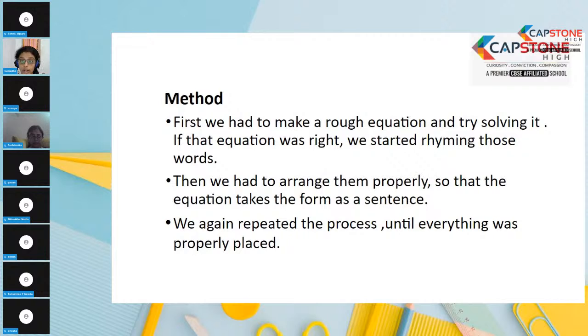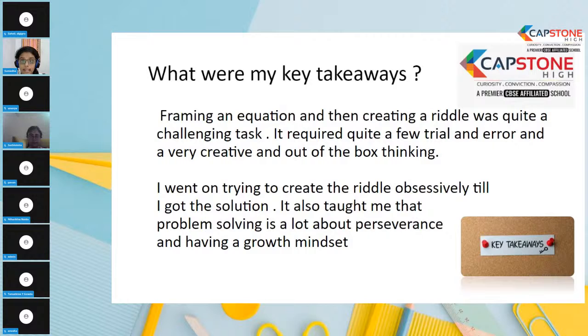First, we had to make a rough equation and try solving it. If that equation was right, we started rhyming those words. Then we had to arrange them properly so that the equation takes the form of a sentence. We again repeated the process until everything was properly placed. What were my key takeaways? Framing an equation and then creating a riddle was quite a challenging task. It required quite a few trials and errors and very creative and out of the box thinking. I went on trying to create the riddle obsessively till I got the solution.